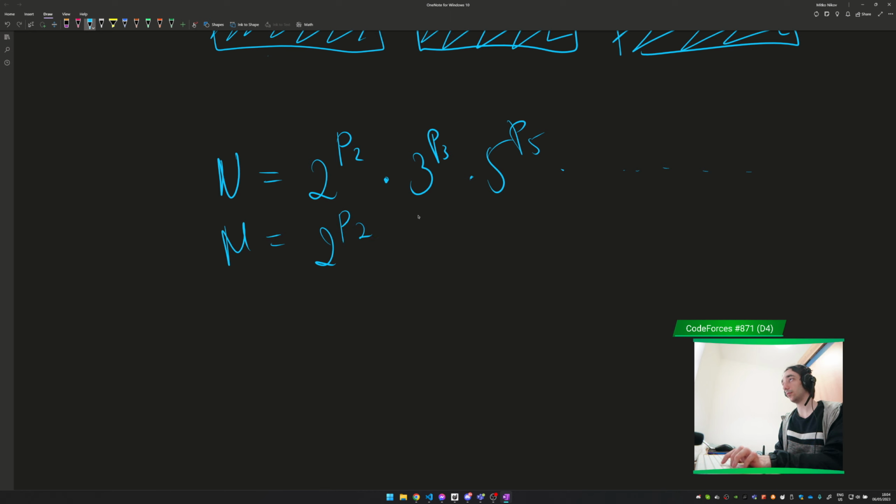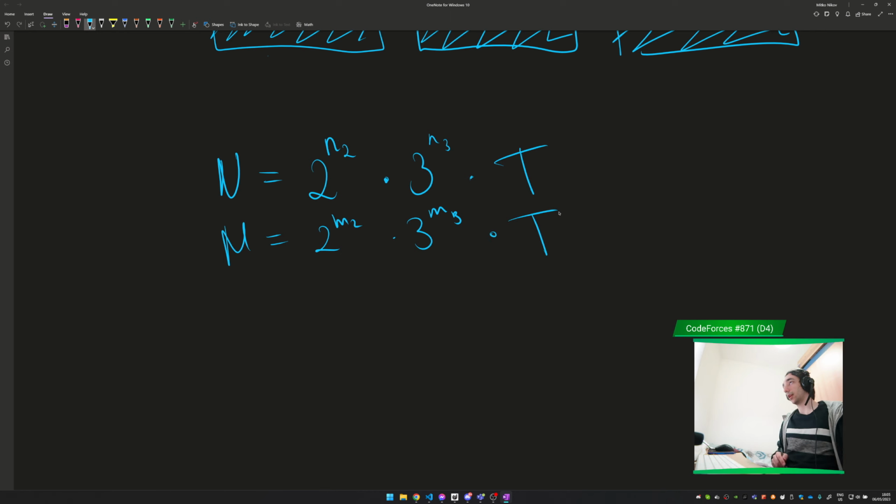Why? Because what I actually did is call these powers N2, N3. So let's write n as 2 to the N2 times 3 to the N3, times some other thing. And m is 2 to the M2 times 3 to the M3, times some other thing here. Okay, and now why do I want to do this?